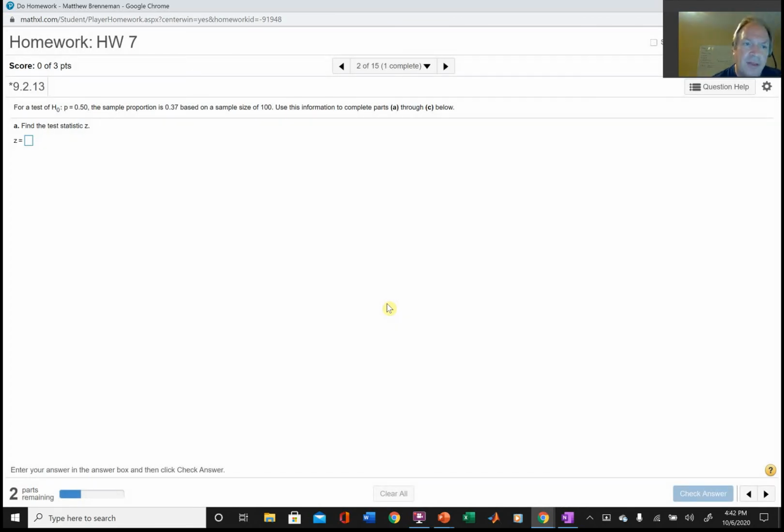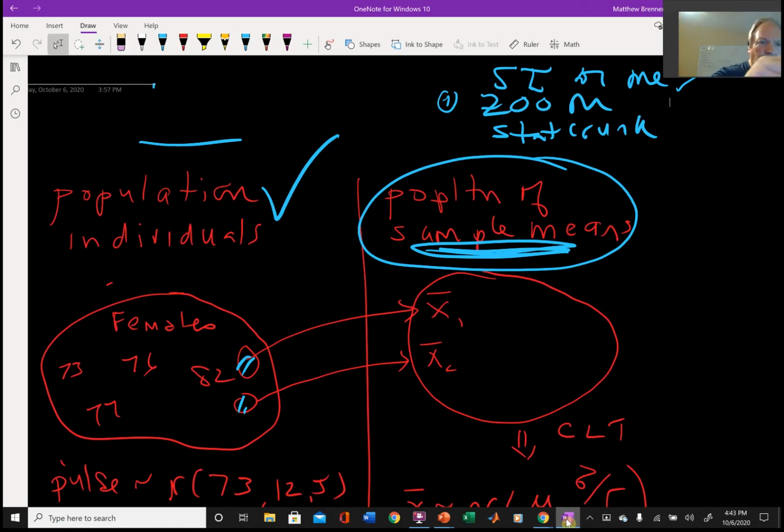So we have a hypothesis test where the null is that the population proportion is 50%. And here the sample percentage is 0.37, and we got that from a sample size of 100. So first of all, we have to think about the test statistic. I didn't dwell on this a lot, but the test statistic is basically the z-score for the sample percentage in a population where the population percentage is the value under the null hypothesis.